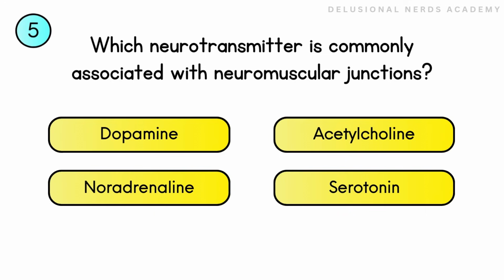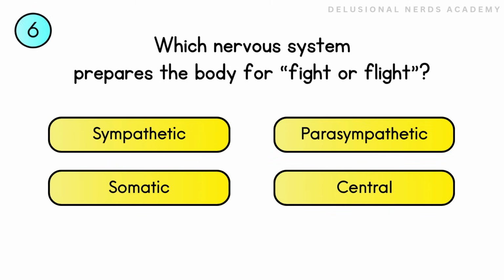Which neurotransmitter is commonly associated with neuromuscular junctions? Acetylcholine is the one that is responsible for communication at the neuromuscular junction. Which nervous system prepares the body for fight or flight? The sympathetic nervous system prepares for the fight or flight response.